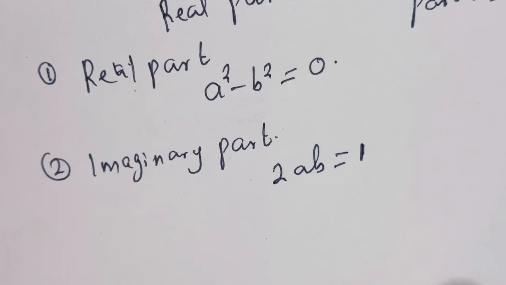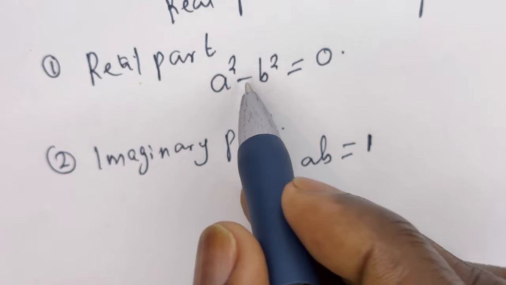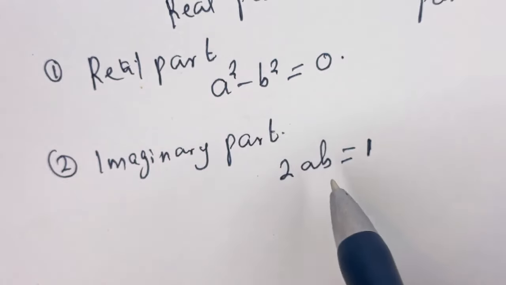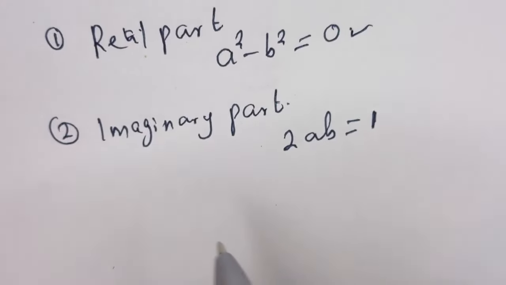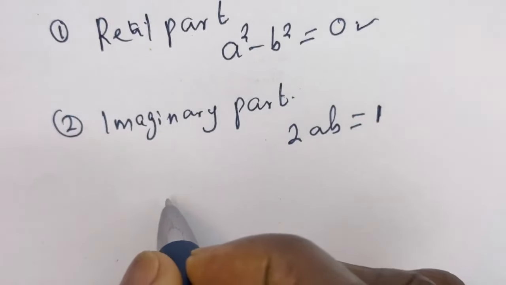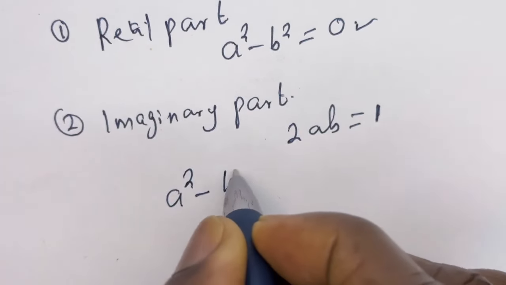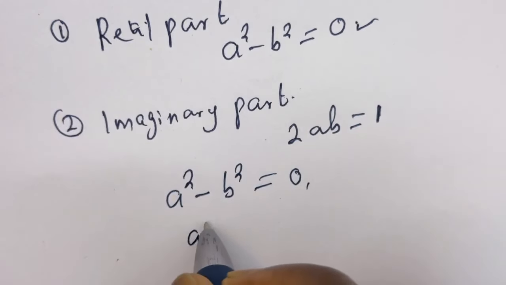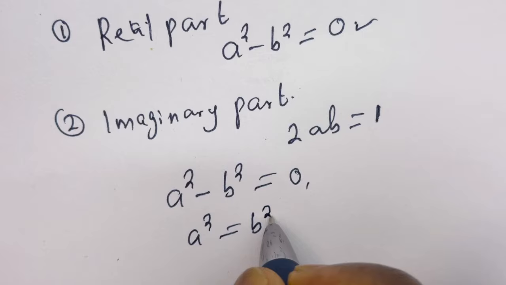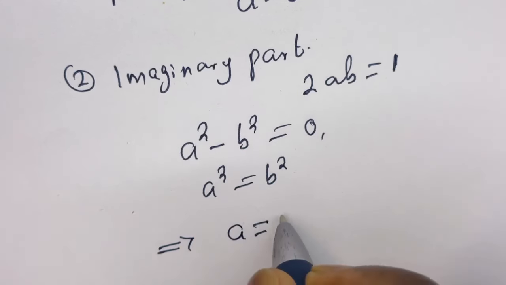Now, to solve this system of equations, the first one is a squared minus b squared is equal to 0, and the second one is 2ab is equal to 1. Let's consider this first one, which is the real part. Then we have a squared minus b squared is equal to 0. Then a squared is equal to b squared. This implies that a is equal to b.